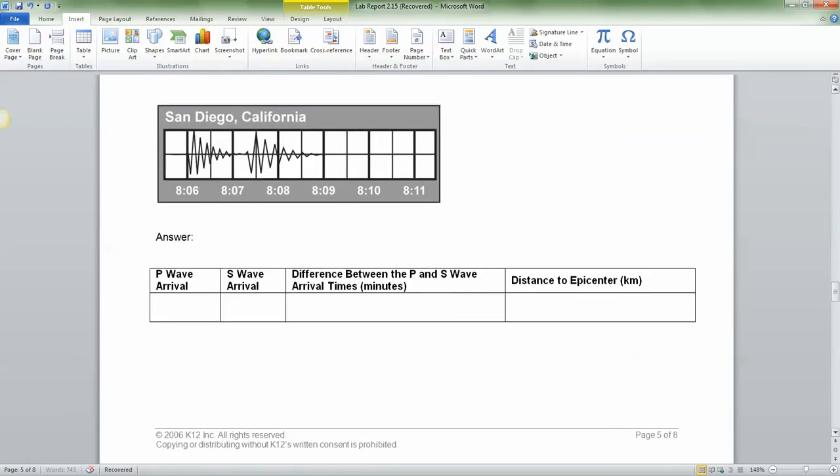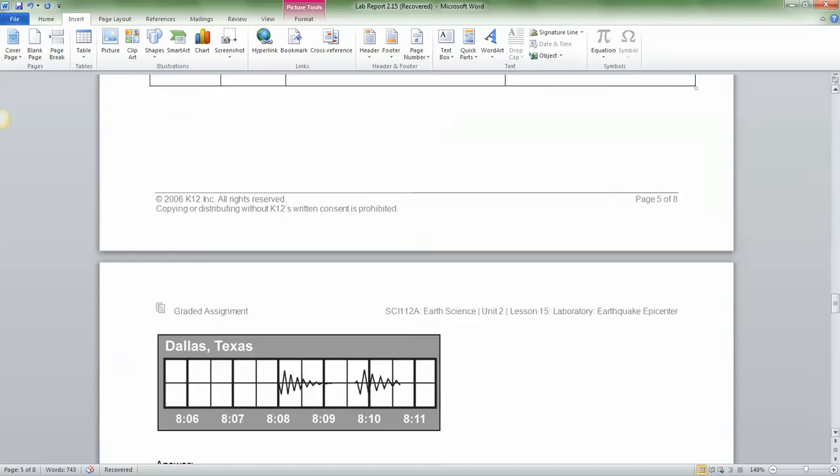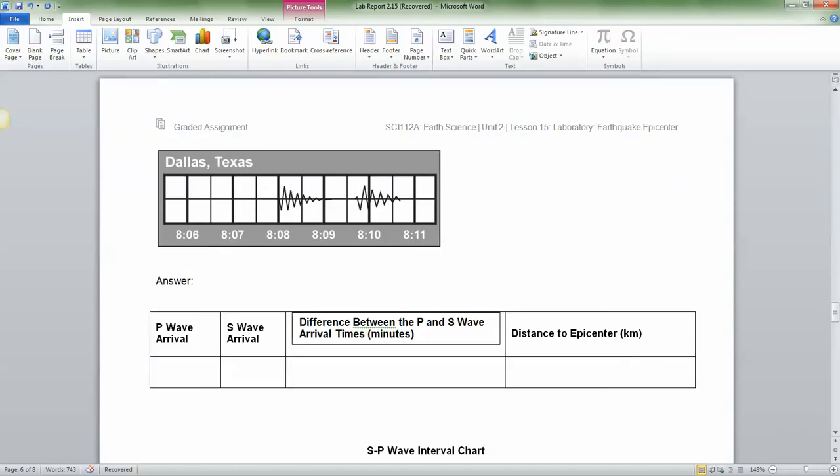You're going to follow the same exact procedure for San Diego and for Dallas. Please pay particularly close attention to where the S wave is coming in. It may not be starting right on the minute mark.